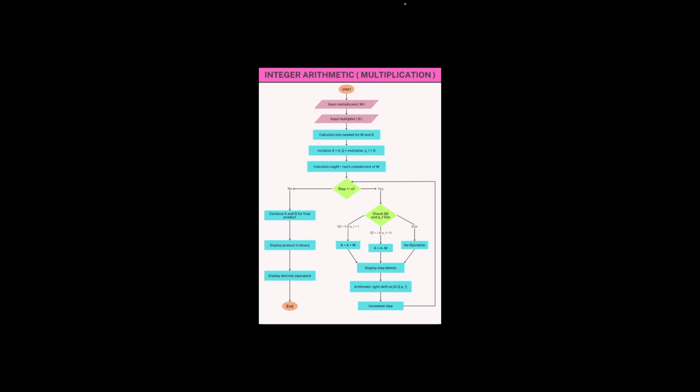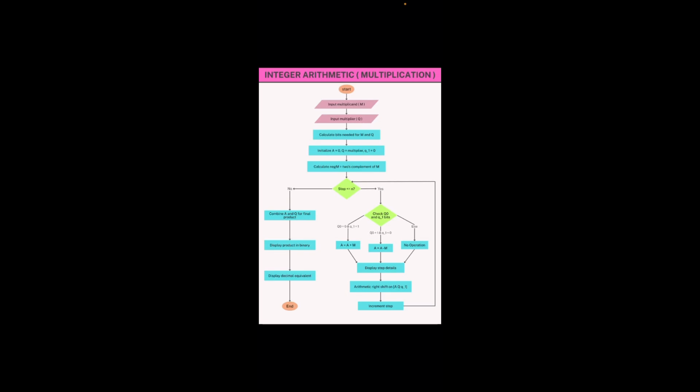Then the program will go into selection. It will divide into 3 conditions. It will check the Q0 and Q1 bits. If Q0 equals 0 and Q1 equals 1, it will calculate A equals A plus M. Otherwise, if Q0 equals 1 and Q1 equals 0, it will be A equals A minus M. However, if it is other than the conditions that we provided, there will be no operation.